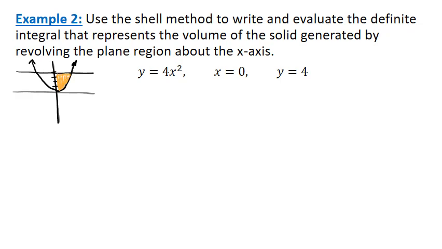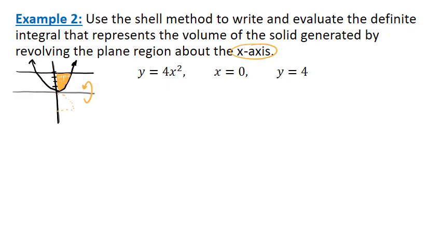Now we want to revolve this about the x-axis. So I'm going to take this shape and revolve it about the x-axis. And if you want, you can sketch in the reflection. And you might be able to recognize that this is a hollow shape, and the washer method could be used as well. But here we are asked to use the shell method.